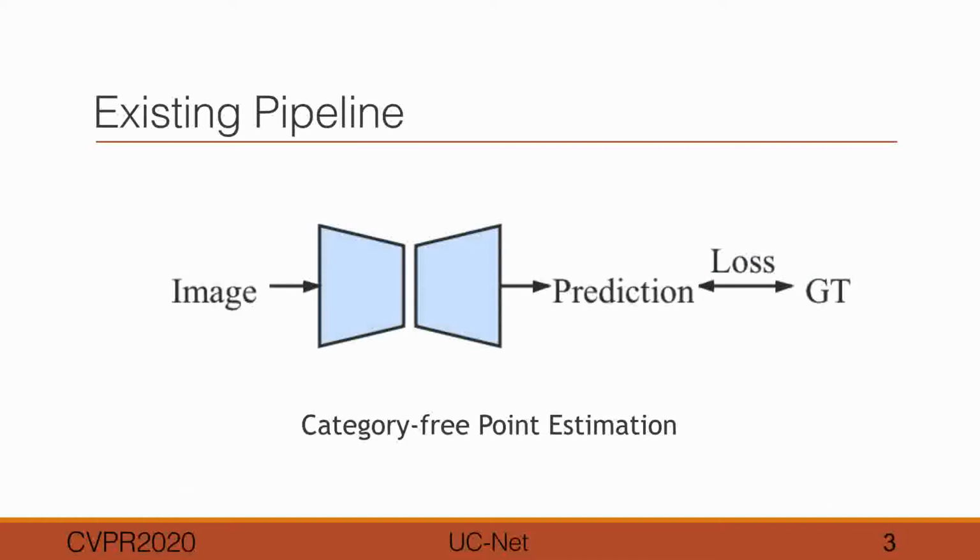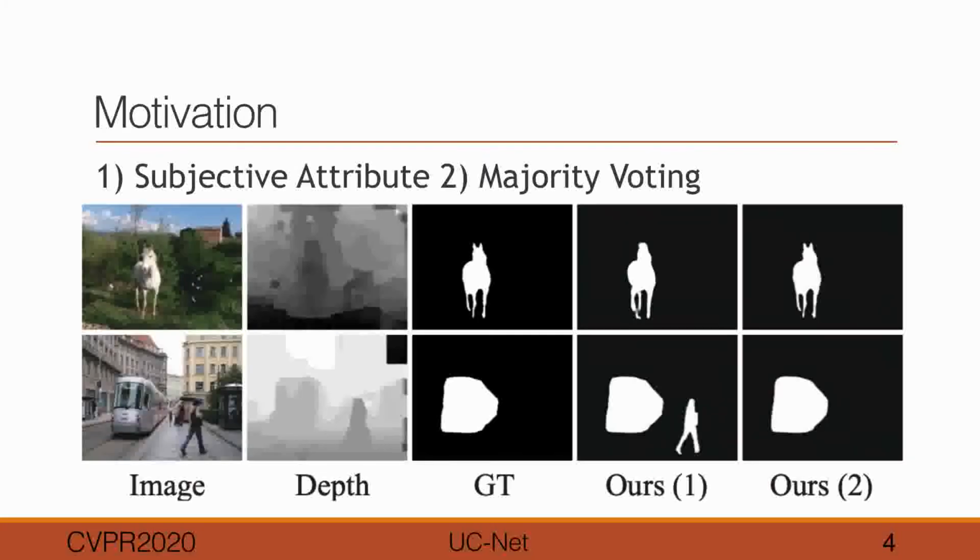Usually, RGB-D Saliency detection is defined as a category-free point estimation problem, where a deep neural network is trained to achieve mapping from the input RGB-D image pair to the corresponding ground truth saliency map. Despite a lot of interesting work in this area, two main motivations inspire us to dig further into this task.